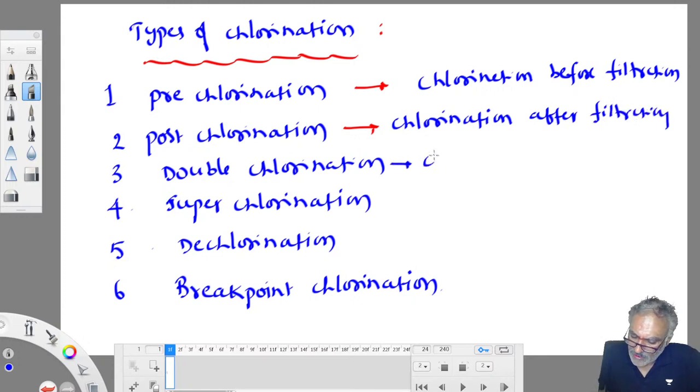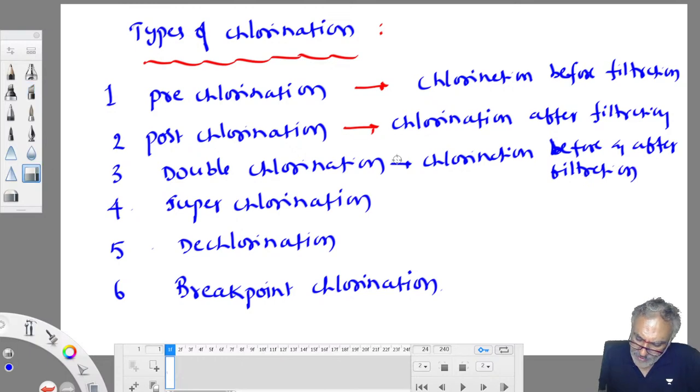Double chlorination means chlorination before and after filtration. Two times you carry out chlorination, it is called double chlorination: once before filtration, once after filtration. Understood? All of them online answers only.